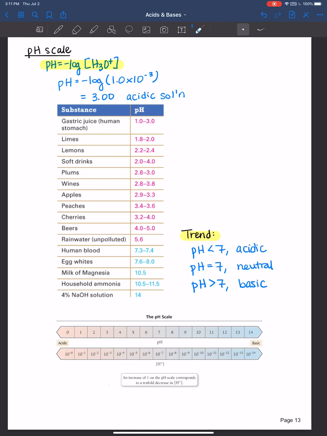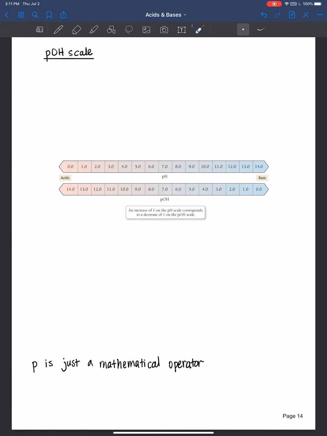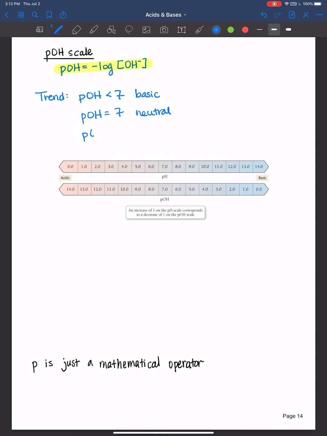You can use pOH. So there is a pOH scale. pOH is equal to negative log of the hydroxide ion concentration. So make sure you know that formula there. And the trend is if the pOH is less than 7, then you have a basic solution. If it is equal to 7, then it's neutral. And if the pOH is greater than 7, then it is acidic.